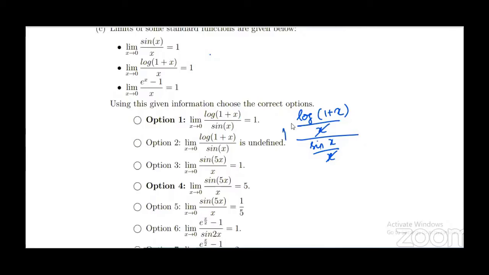To find the limit of this, you just need to find the limit of this divided by the limit of this. Because for sequences, you know f by g, then you can write it as limit f by limit g. And for these two, you already know the limits.